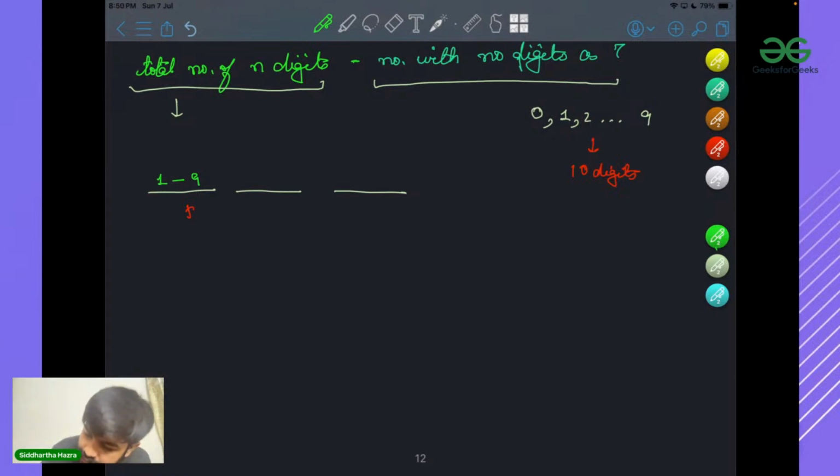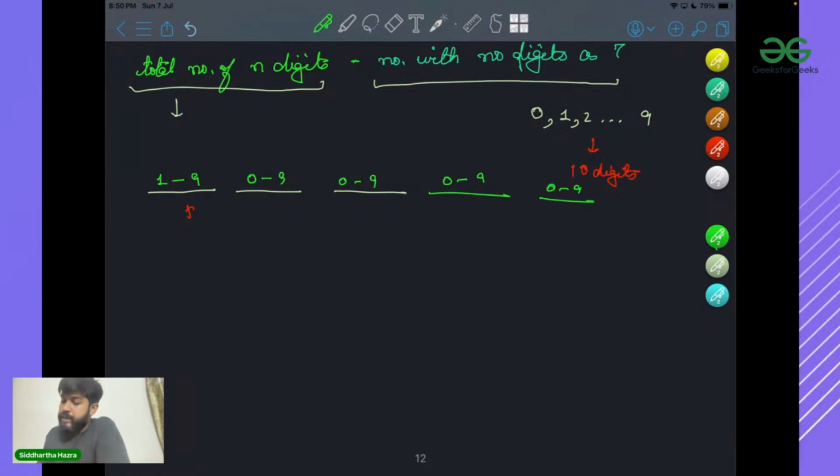In here I can have 0 to 9 everything because it is not the leading position. Here it is also 0 to 9. If it had been more, that would also be 0 to 9. This is also 0 to 9.